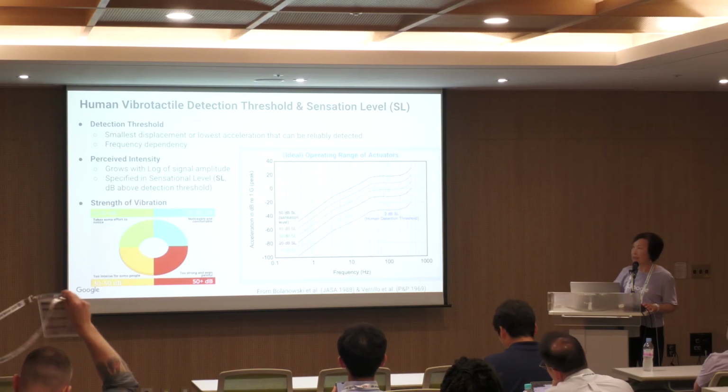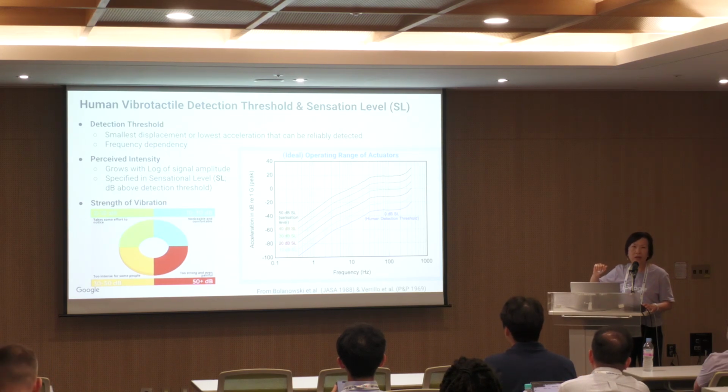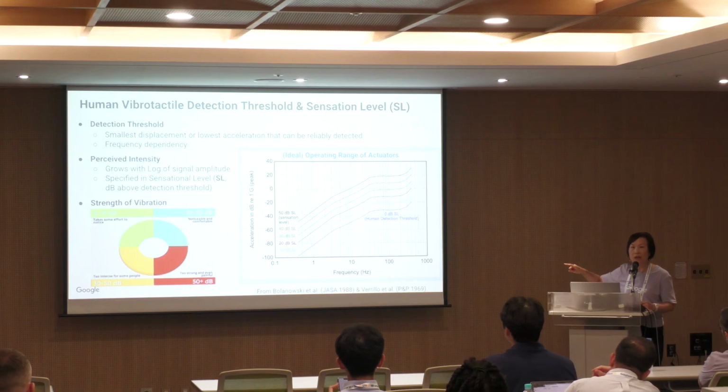And then lastly, I want to talk about the ideal operating range of actuators. So now it should make sense that if you have an actuator, if you want it to be really, really capable, now you have a range of acceleration frequency space that you should target for. And that space should be between this light blue line that's marked 10 dB SL to the black line on top that's labeled 50 dB SL. So anything below that light blue line cannot be felt.